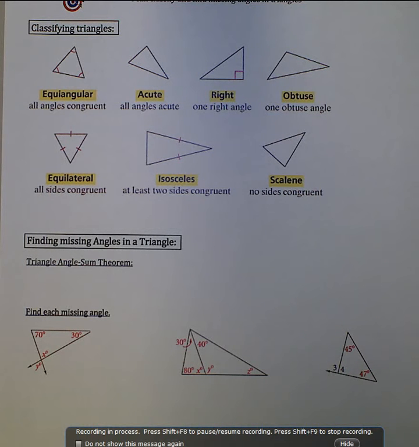At the end of these notes, you should be able to classify a triangle and find missing angles in a triangle. When we say classify a triangle, I'm talking about two ways: you can classify a triangle by its angles, and you can also classify a triangle by its sides. There are four ways to classify a triangle by its angles.